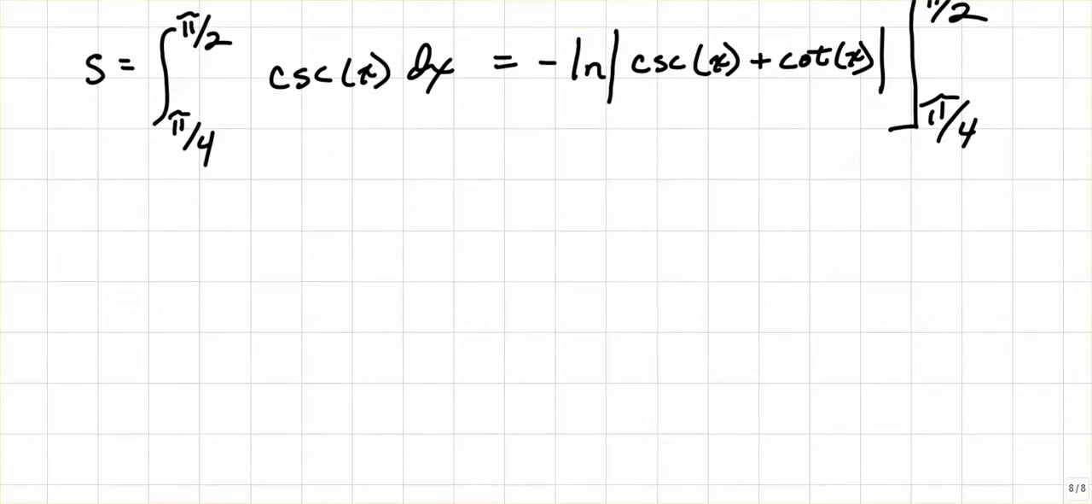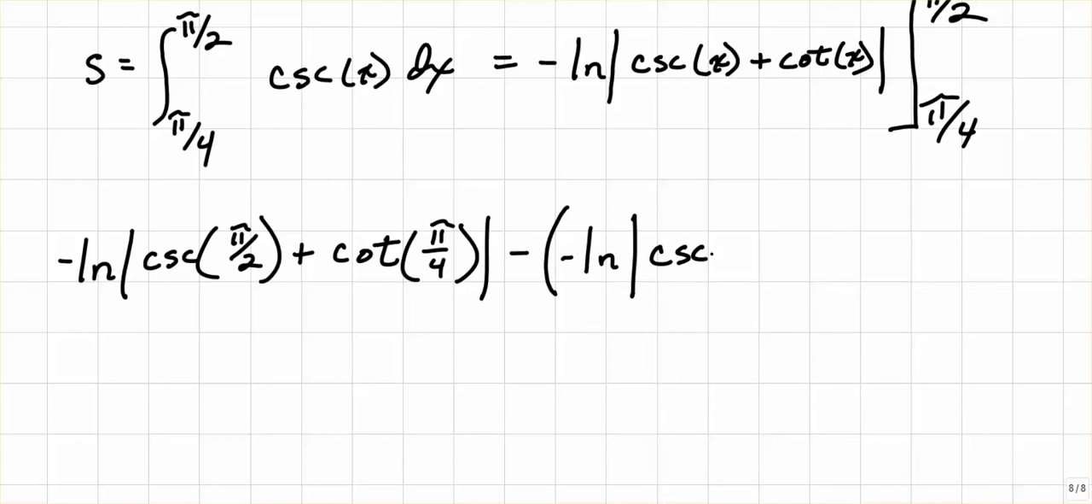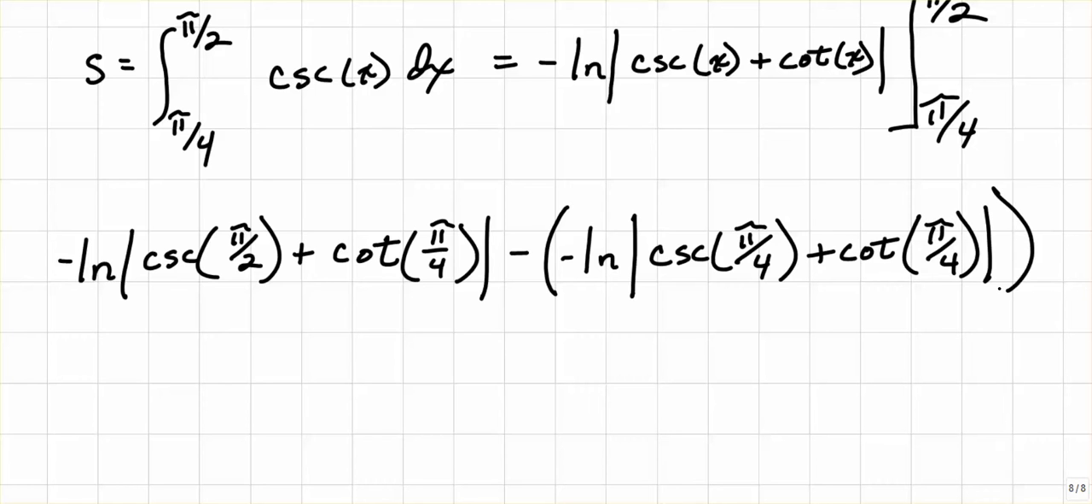And of course, when we go to evaluate that, we will have the following: negative natural log of the absolute value of the cosecant of pi over 2 plus the cotangent of pi over 4 minus the negative natural log of the absolute value of the cosecant of pi over 4 plus the cotangent of pi over 4. Now, since this is going to become a plus symbol between the two, we'll just go ahead and get rid of that and convert it into a plus sign.